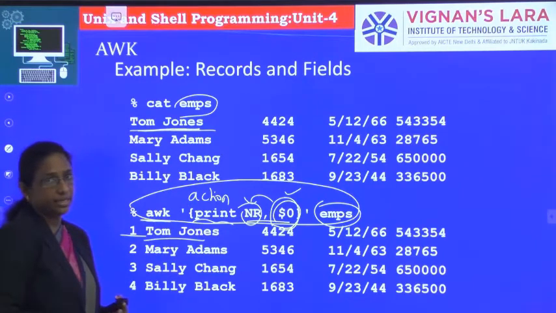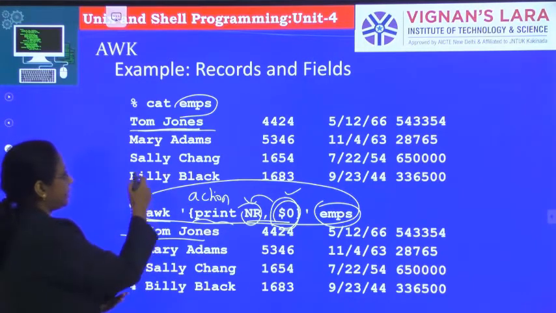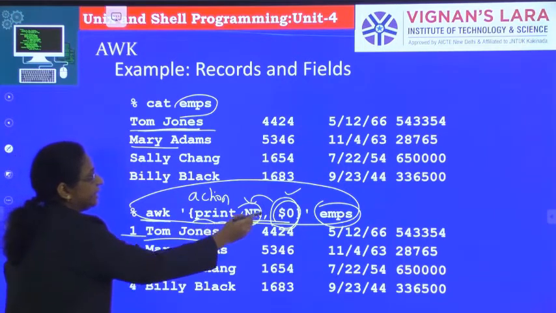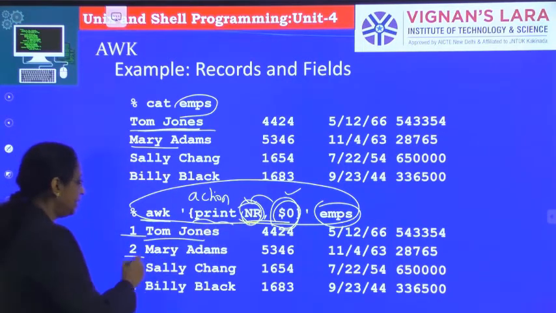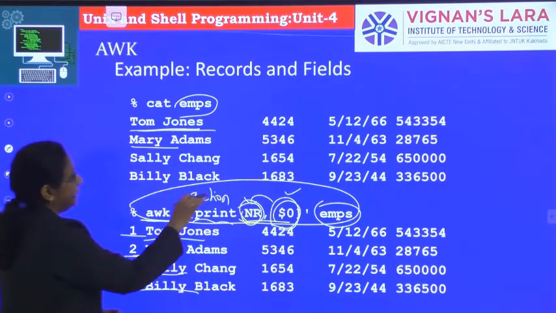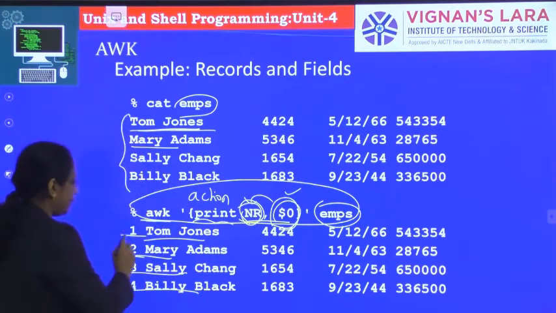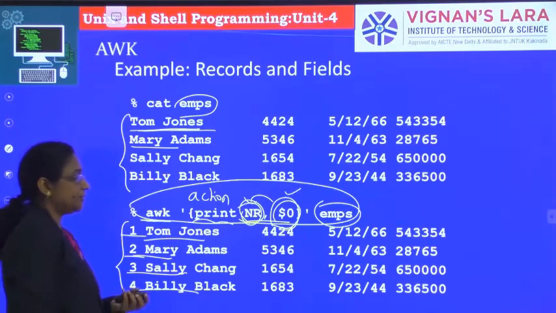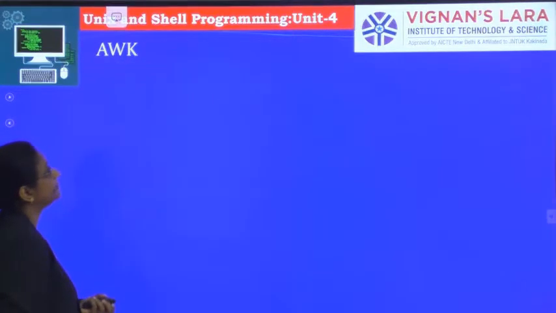Similarly, the second record is the current number of the current record, so 2 and the entire line, 3 and the entire line, 4 and the entire line. Since we have 4 records, the 4 records are displayed along with their numbers. So that is one example.